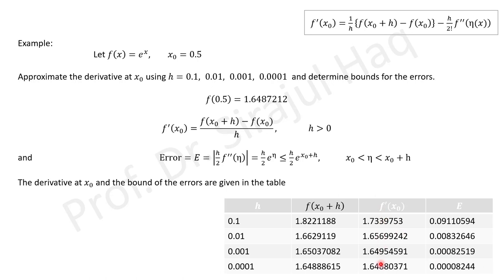And if you look at this column, you can see that as we go ahead, the number of decimal places increases. So when we decrease h further, we expect that accuracy will increase. This is the example when x naught is given, and for different values of h, you are computing the derivative of the function with the help of the two-point formula at x equal to x naught. It is just a matter of calculation; the rest is straightforward.